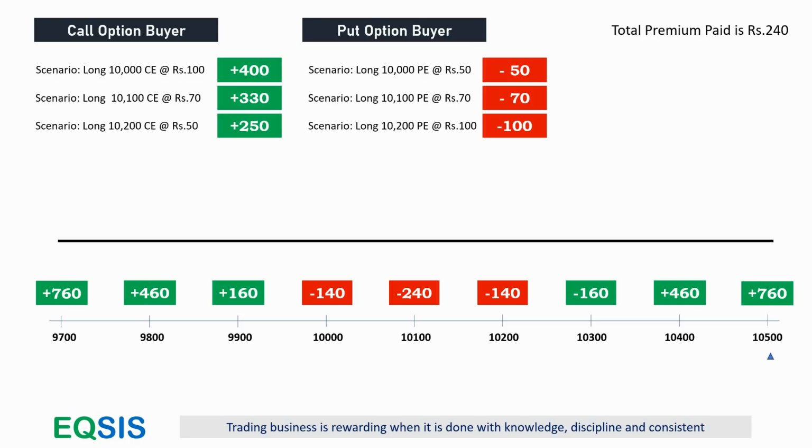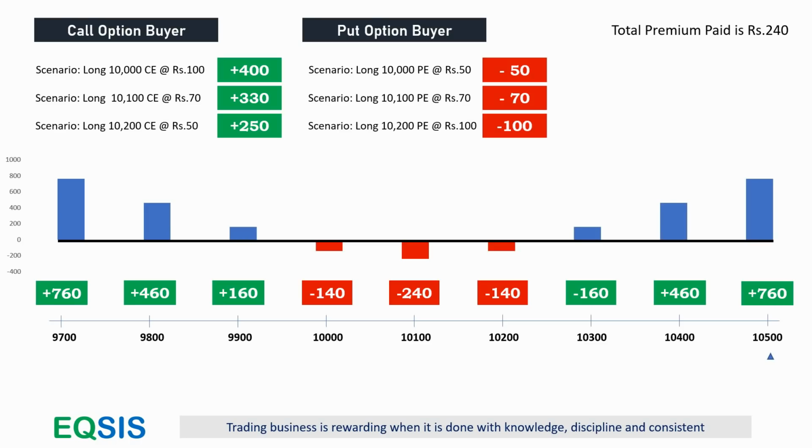Now pay attention here. What am I trying to convey? Now I'm going to plot this into a chart. When I plot this, you can see that it forms something like this. It is a simple bar chart denoting these numbers. By doing this, you get the point that 10,100 is the level which causes the maximum pain to the option buyer. This level is called max pain. Try to understand this level.